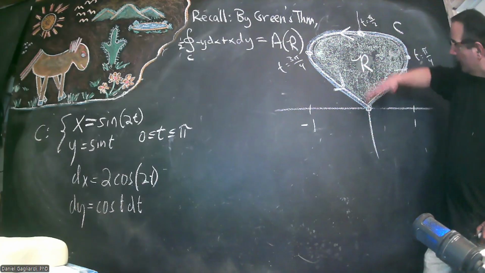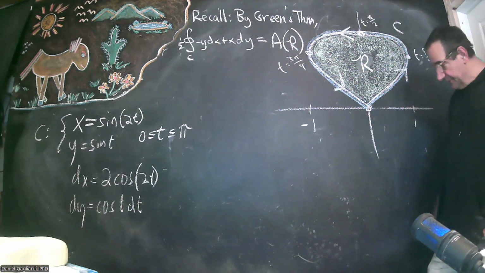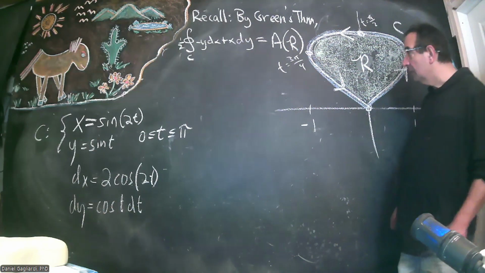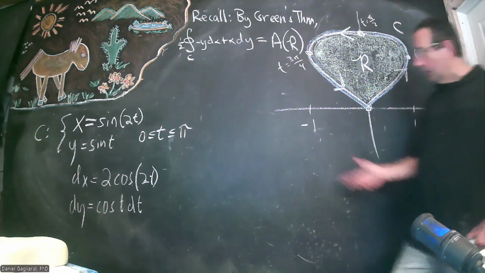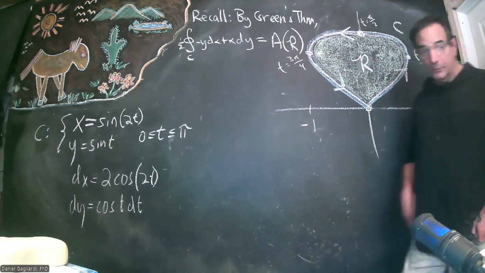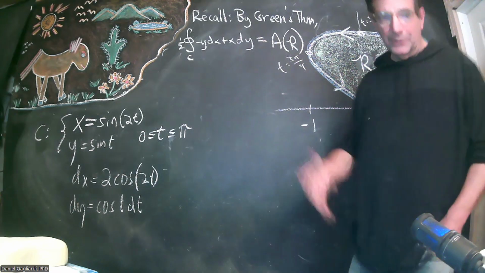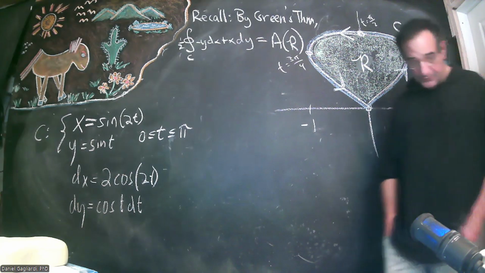But if we were trying to describe this as some sort of a polar region or something like that, maybe we could. But the line integral is going to be easy enough to compute, so we may as well compute the line integral. We follow the path of least resistance. All right, let's go to work.